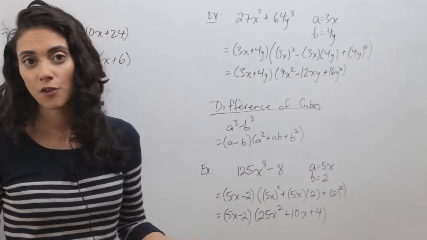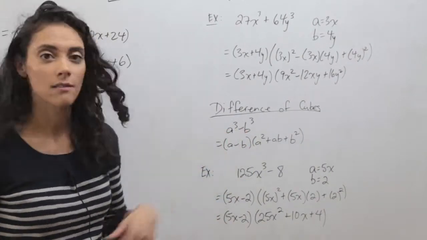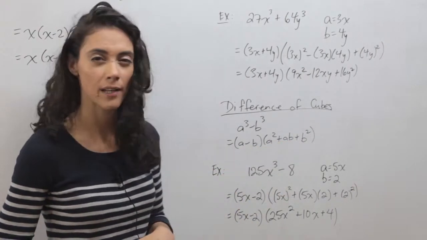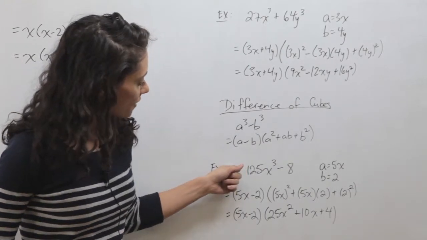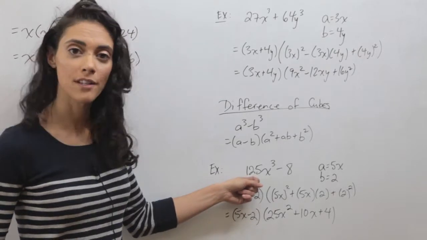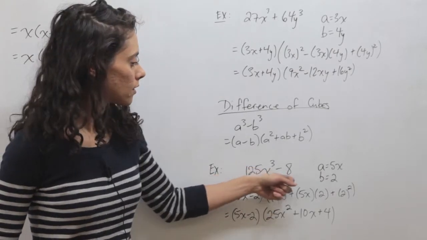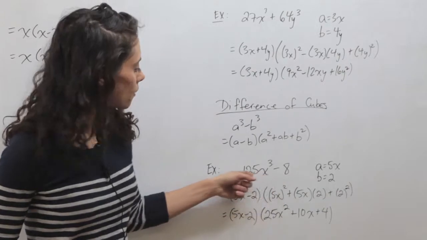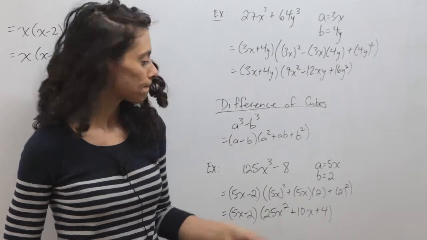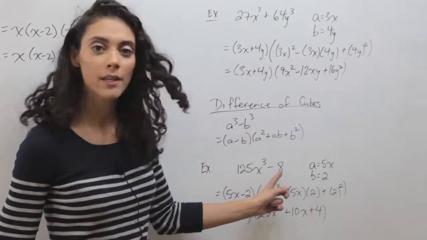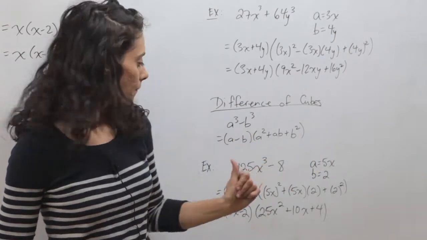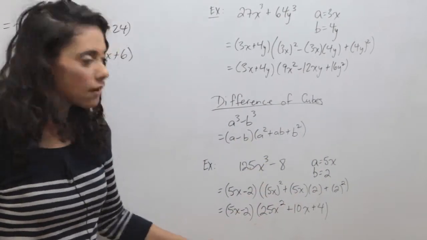There's also what's called the difference of cubes, essentially the same. Where we had a plus, we now have a minus. Where we had a plus here, we now have a minus. And where we had a minus here, we now have a plus. For example, 125x cubed minus 8. This number is 5 cubed, x cubed. This number is 2 cubed. So here my a is 5x. This is equal to 5x cubed. And my b is 2 because this is 2 cubed. Once again, slotting each of the things into this formula and simplifying this trinomial, we end up with that.